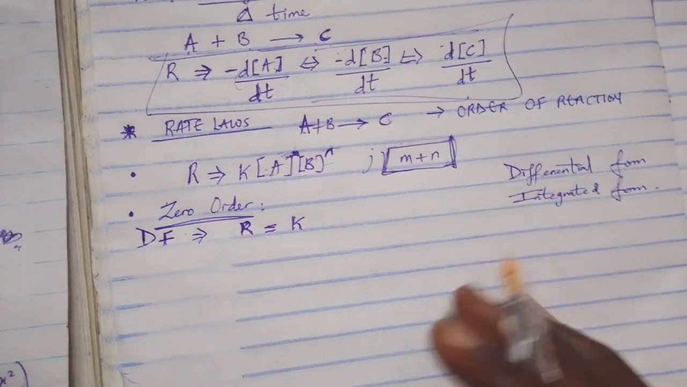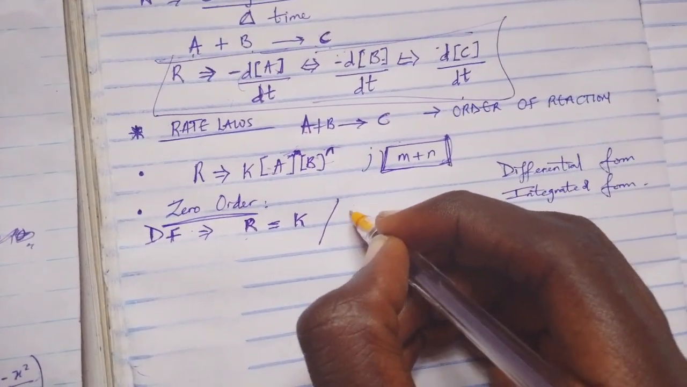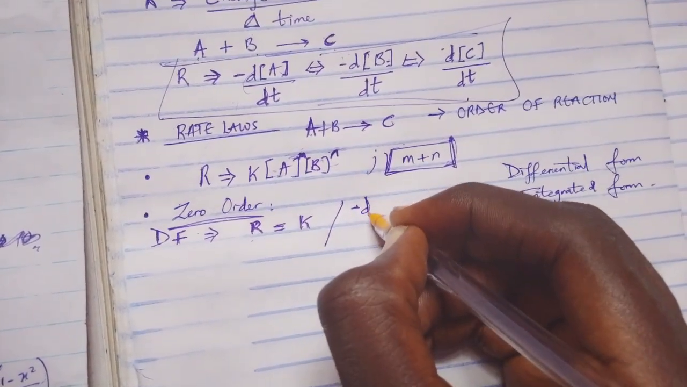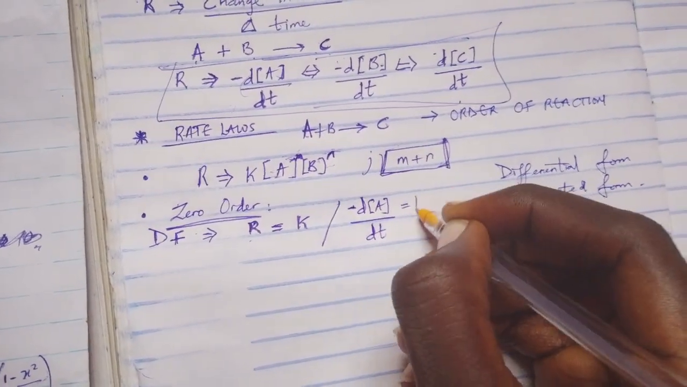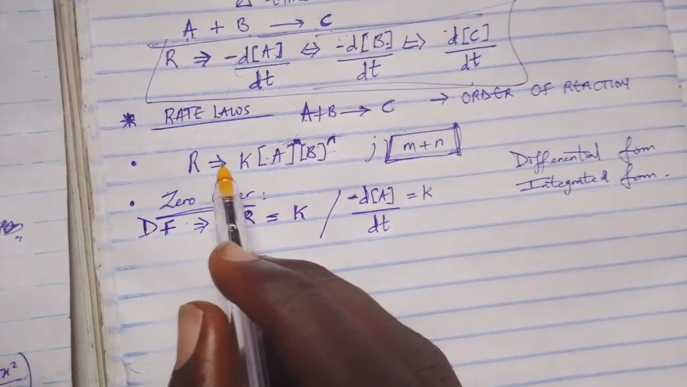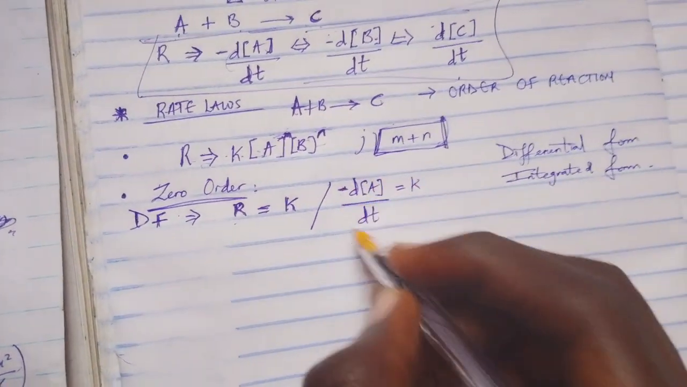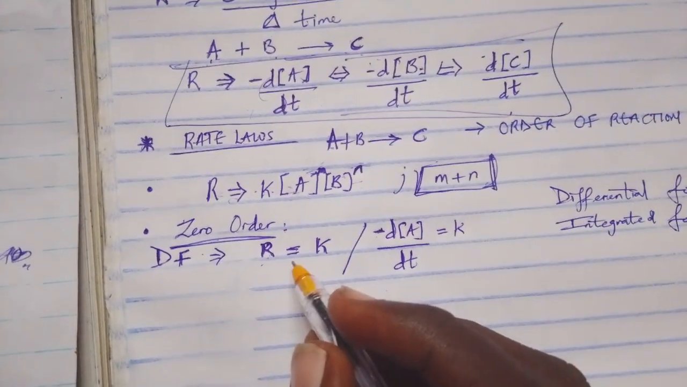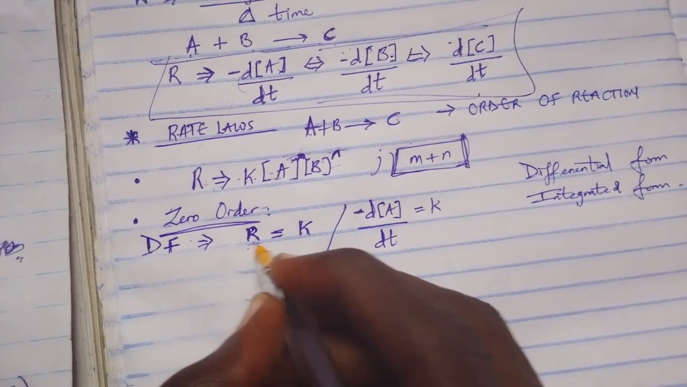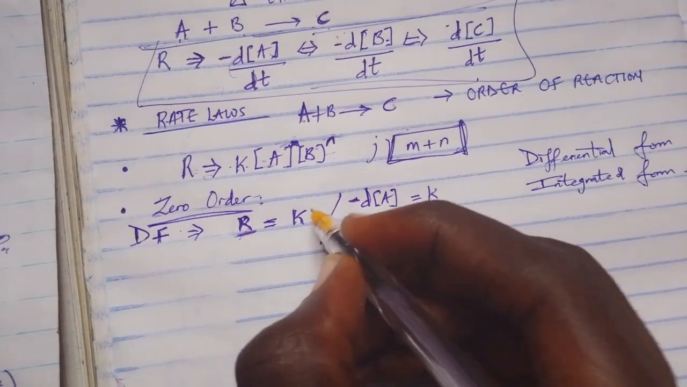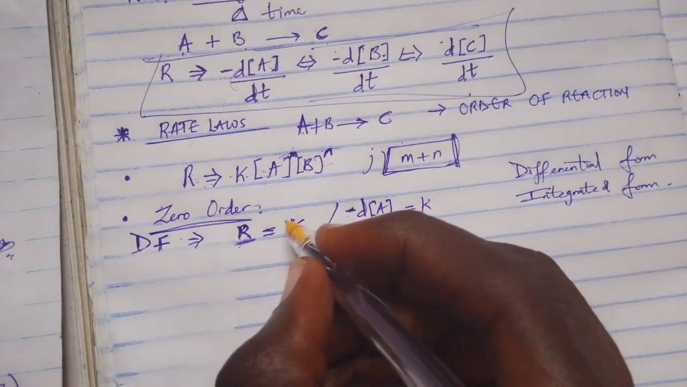That's just it. And you know that R is the rate of reaction, so we can also rewrite it as minus dA/dt equals k. Why am I putting minus? Because I already told you that it's depending on the reactant. When you see rate of reaction, they are depending on the reactant. That's why it is called zero order of reaction. Zero order of reaction means the rate of reaction does not depend on the concentration of the reactant. It's only depending on the rate constant.